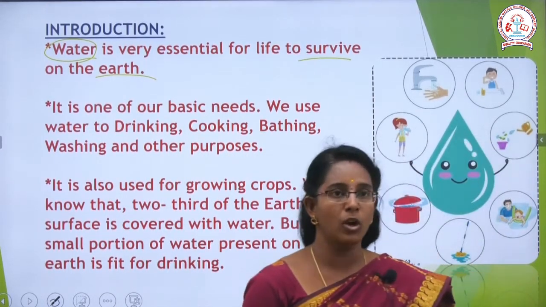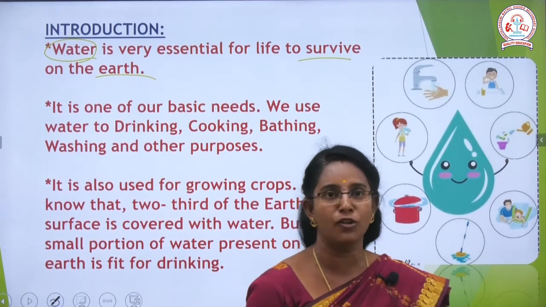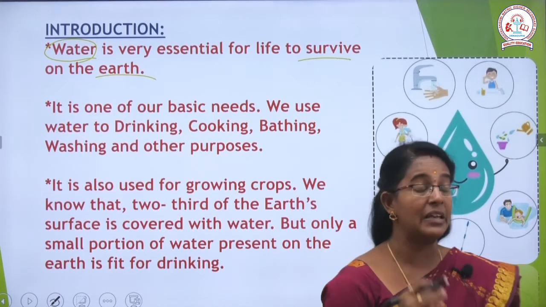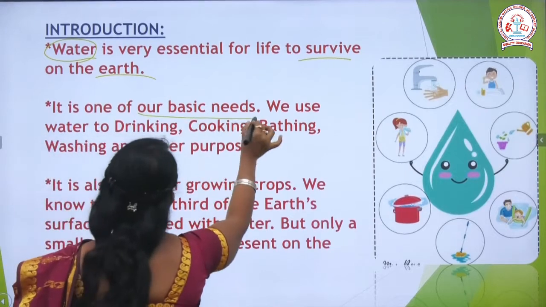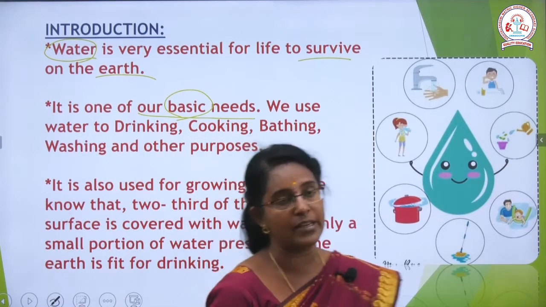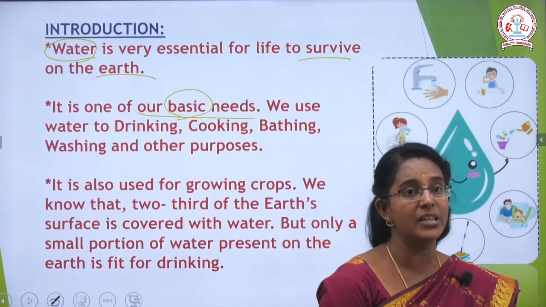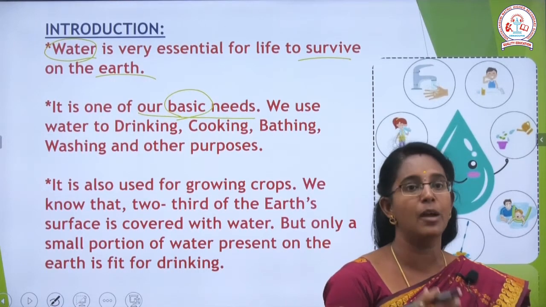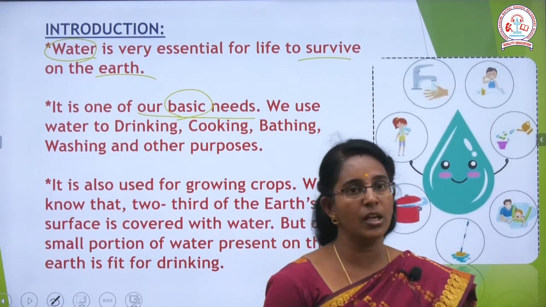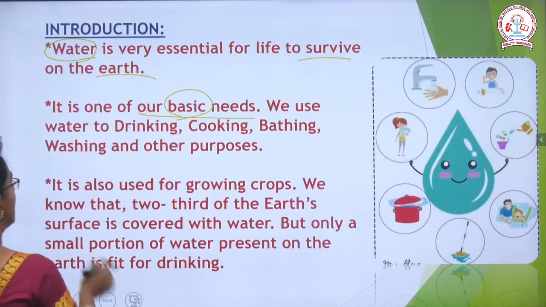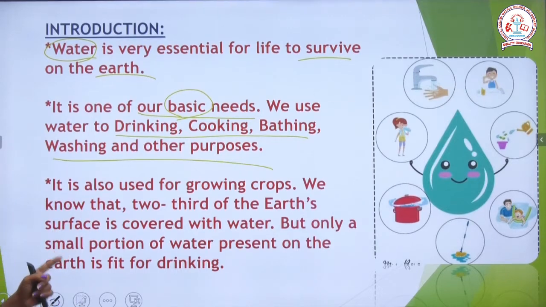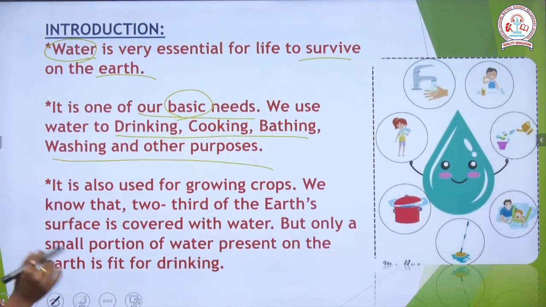So once again I will repeat the introduction of water: water is very essential for life to survive on the earth. Next, it is one of our basic needs. In our daily life the basic need is very important. For example, cooking or bathing or any other activities, we want to use the water in a proper way. We use water for drinking, cooking, bathing, washing and other purposes.